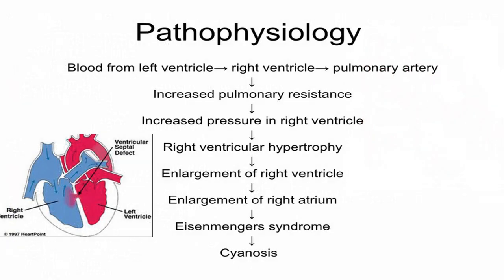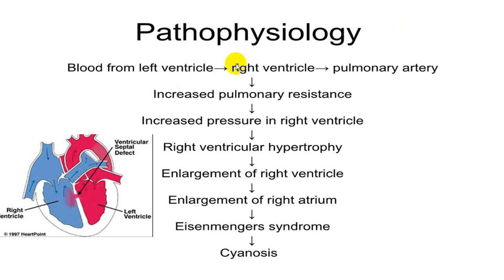Now, if we come to the pathophysiology, it is very easy to understand. Because of ventricular septal defect, LV pressure is more, so blood will flow from LV to RV during systole. That's why oxygenated blood will come to the deoxy side. This will produce volume overload on RV.